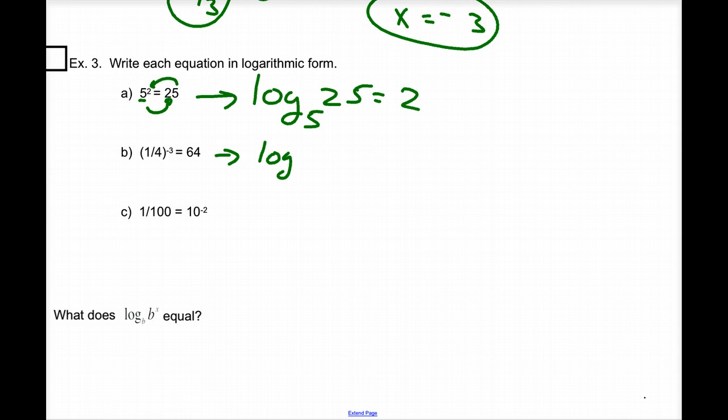Log base, what's the base? The base is 1/4 of 64 equals negative 3. C, what's the base? The base is 10, so you could put a 10 there, but I don't need a 10 there because log base 10 is just plain old log of 1 over 100 equals negative 2.